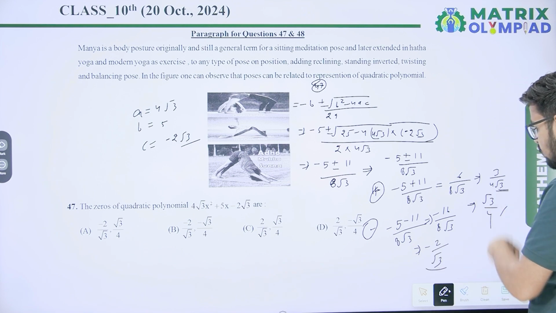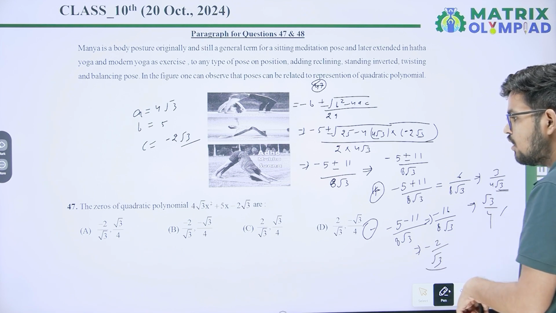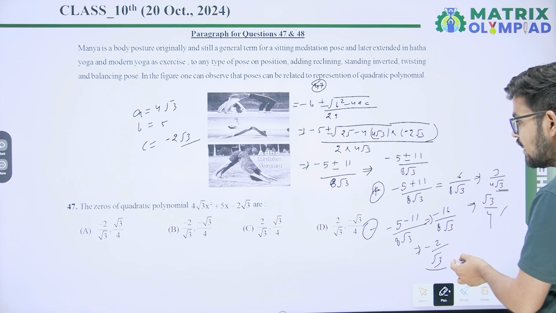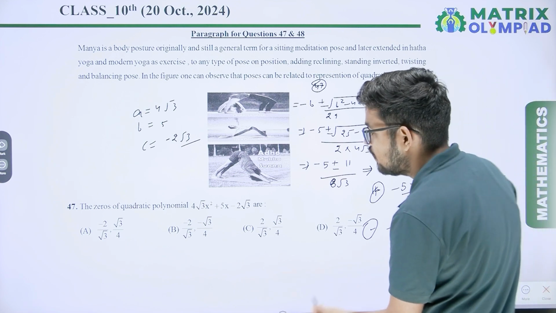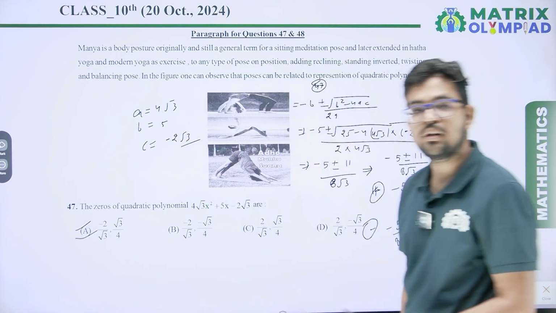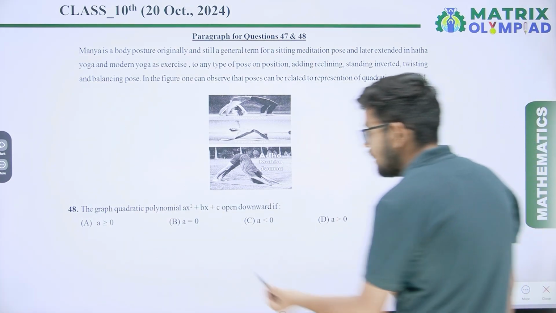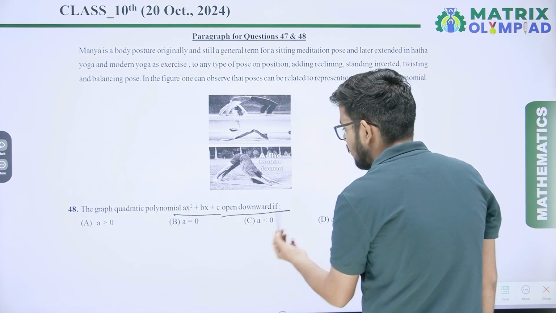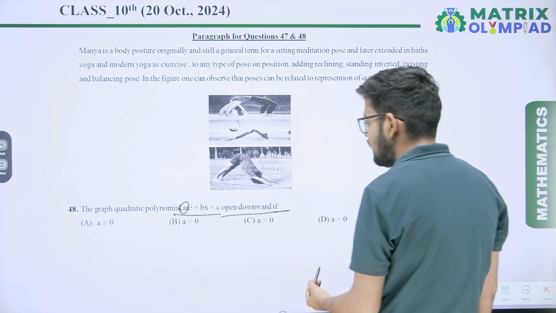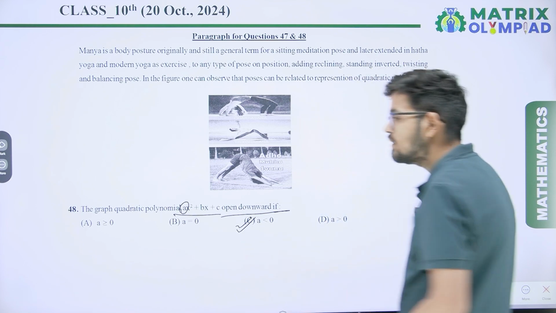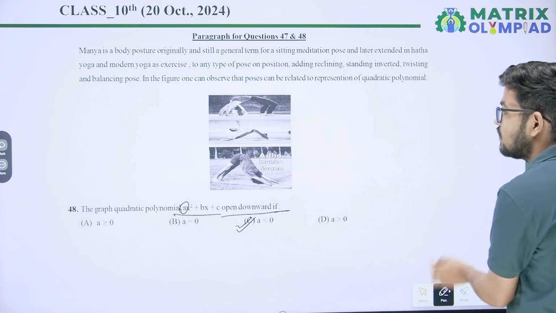So zeros are root 3 upon 4 and minus 2 upon root 3, minus 2 upon root 3 and root 3 upon 4. Option A will be the correct answer. Second, the graph of quadratic equation x square plus bx plus c open downward. It will open downward when a is less than 0. So option C will be the correct answer.